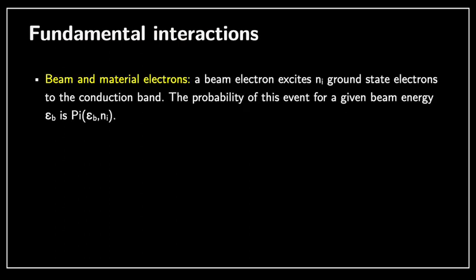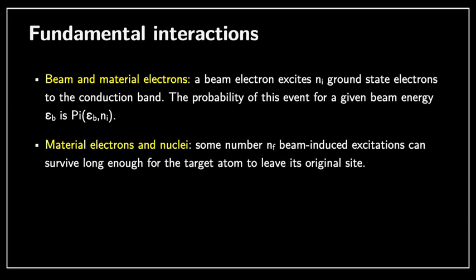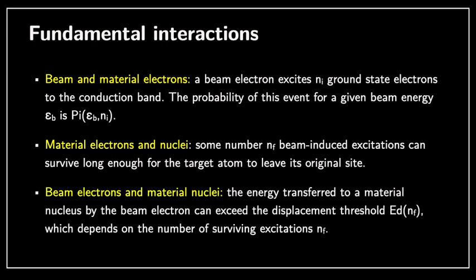So the fundamental interaction, just to summarize before we move on, is that the beam interacts with the material electrons. We can excite electrons from the ground state to the conduction band. Next, some of those excitations are not going to survive because we have a relaxation time, which makes the problem even harder. And at the end of the day, the displacement threshold is going to be dependent on how many excitations survive. I'm going to provide you an intuitive idea why that is so. Just hang on and I will show that to you.